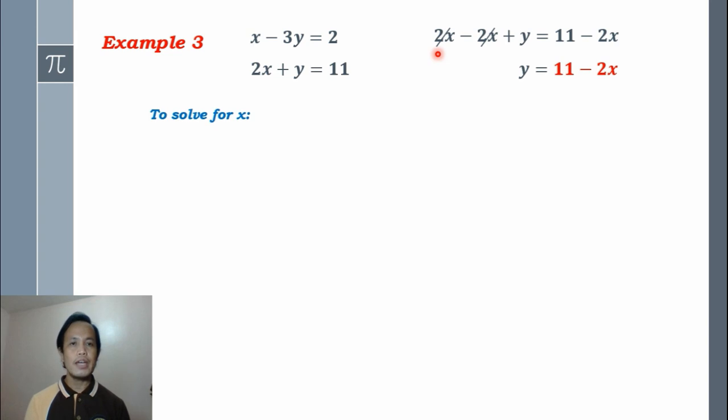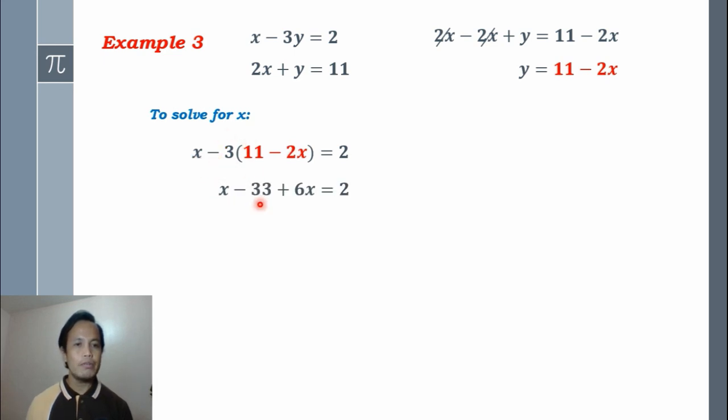Since this is taken from equation 2, we will substitute this into equation 1. To solve for x, our equation 1 is x minus 3y equals 2. We copy x, we copy negative 3, and instead of writing y, we replace it with the initial value of y in terms of x from equation 2, which is 11 minus 2x. Then we copy equals 2. Then we simplify: we distribute negative 3 to the terms inside the parentheses. We copy x, negative 3 times 11 gives us negative 33, then negative 3 times negative 2x gives us positive 6x, then equals 2.